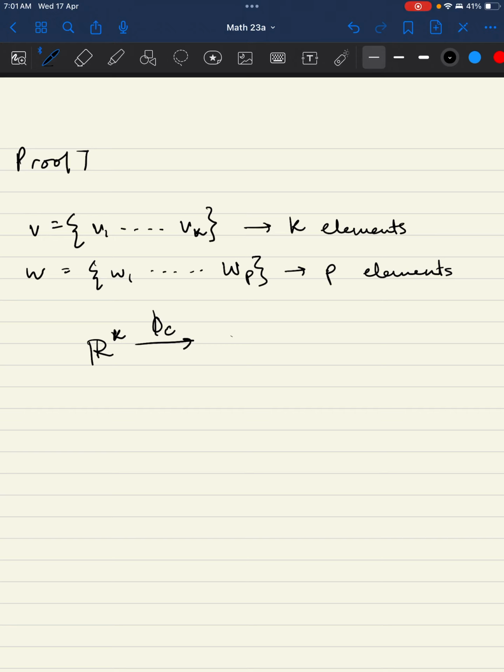Alright, so there are some concrete to abstract functions, such that phi V goes from R^k to V, that's the transformation to this vector space V. And there's another one, phi W, which goes from R^p to V. So what we want to do is argue that the following are true for these two functions, which is that phi V is 1 to 1 because basis vectors are in fact linearly independent.